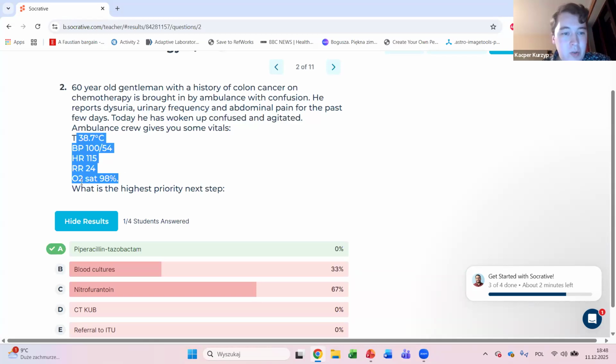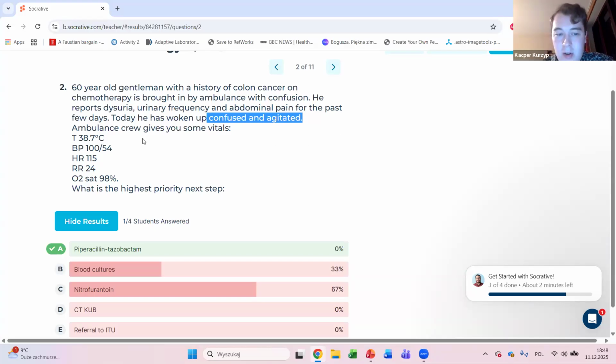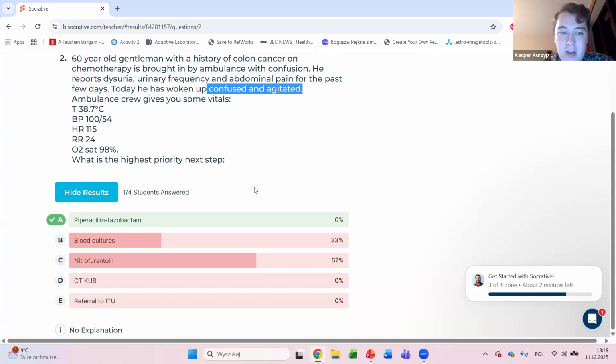Now, I've given you those not without a reason. We have a fever, again, infection. We have blood pressure of 100 over 54. Mm, not super great. Heart rate of 115 and respiratory rate of 24. Now that is the triad I've mentioned earlier, which is the low blood pressure with our high heart rate and high respiratory rate. So we have our hemodynamic instability. He is also confused and agitated. So what we are most likely talking about is urosepsis.